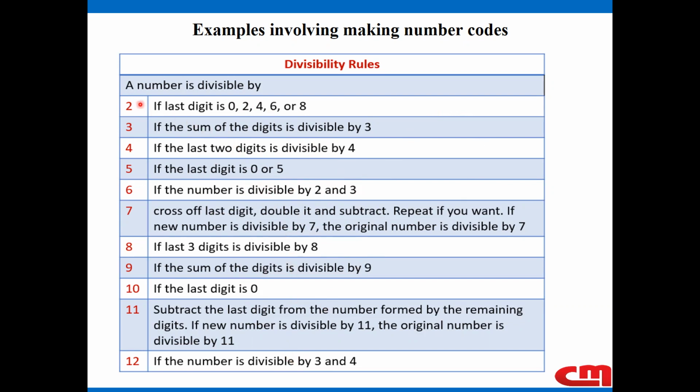If I'm simply to refer to 2, which we are going to use, we are saying a number is divisible by 2 if the last digit is 0, 2, 4, 6, or 8. That means once we have a number with the last digit being any of these digits, we can conclude that number is divisible by 2. These are some of the rules you are supposed to know, so that you can apply them as you answer questions to do with number codes.